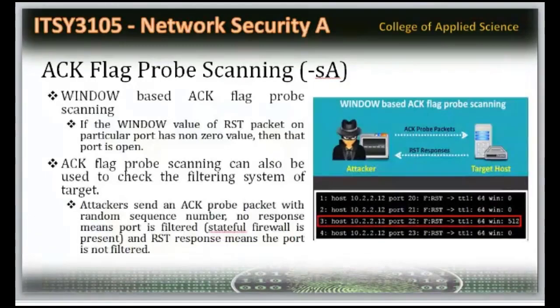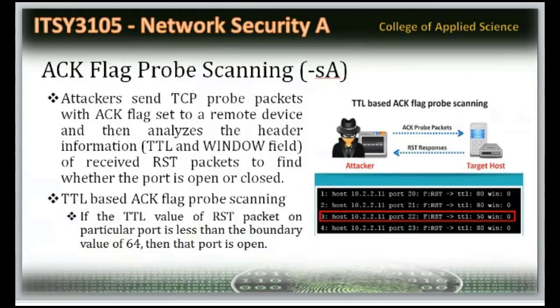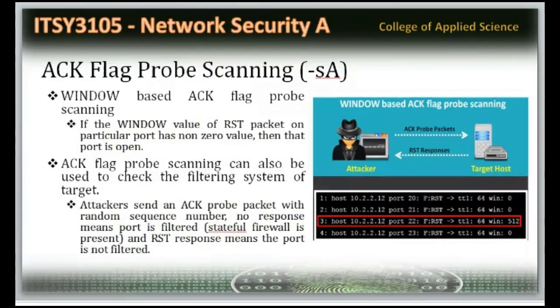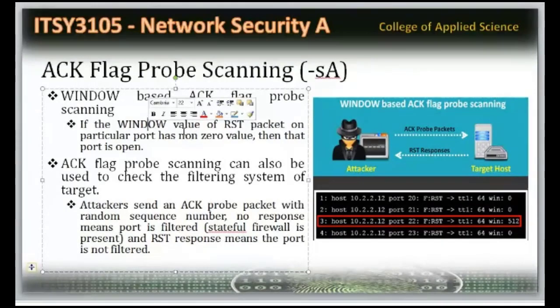The next one, acknowledgement flag scanning, the same thing. They're explaining here. You are going to send an acknowledgement packet, and from the reset response you can find the TTL value, and also you can find a value called window. What is that window? That is the window size, the size of the packet which that machine is going to send. The window value is the size of the RST packet. What is the size?